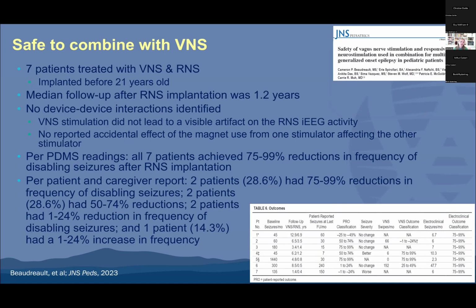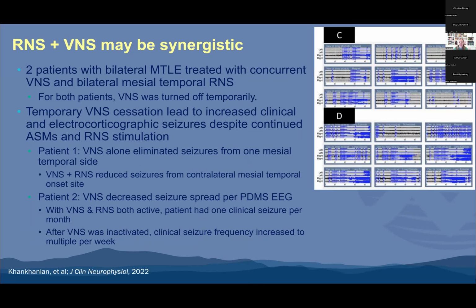You can combine RNS with VNS. So if you have temporal lobe patients who have a VNS in place already, it is safe to use both at once. And there's no device-device interactions, no reason why you can't place both in patients. In fact, they may actually be synergistic. There's a couple of case reports that show that when the VNS was turned off, they had an increase in seizures, and having the two together worked better than either device alone.